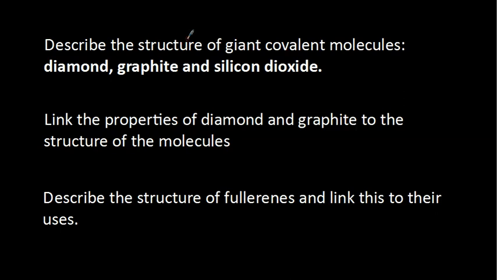So by the end of today, you're going to be able to describe the structure of giant covalent molecules. The three that you really need to know about are diamond, graphite, and silicon dioxide. You're going to be able to link the properties of diamond and graphite to the structure of the molecules, and you're going to be able to describe the structure of fullerenes and link this to their uses.